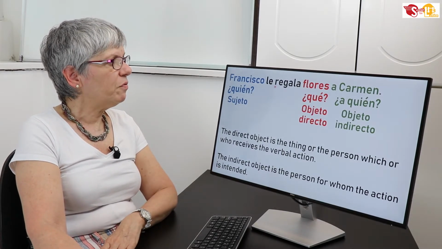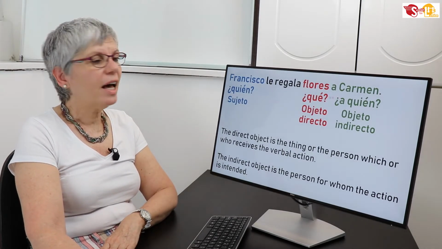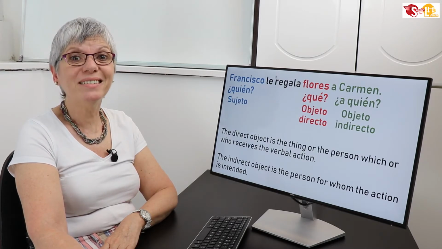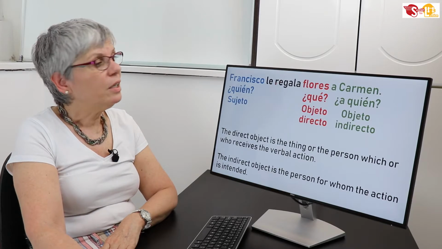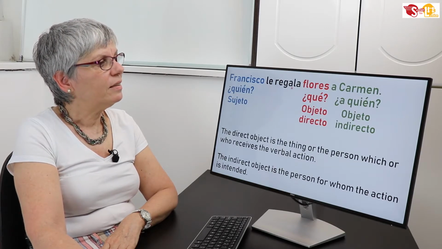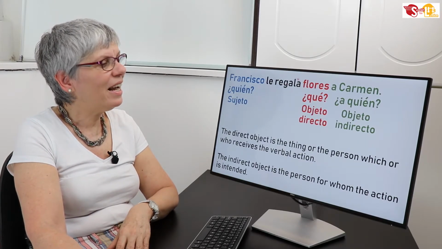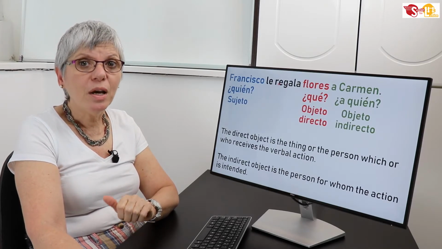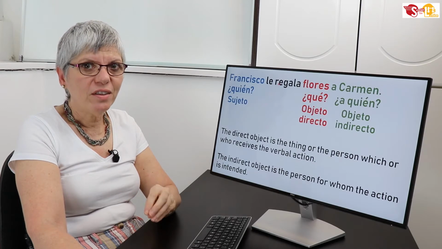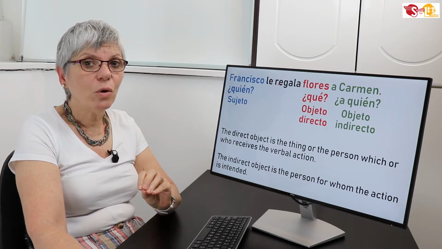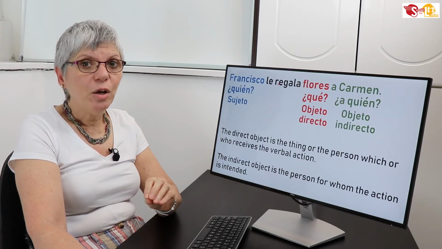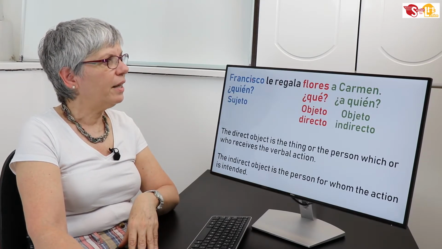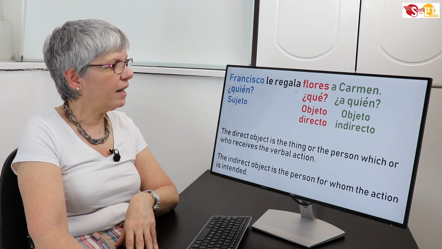In the sentence, Francisco le regala flores a Carmen, meaning Francisco gives flowers to Carmen as a present, because remember, to give something as a present, we say regalar, because we have two verbs in Spanish. To give, dar, we write D-A-R. This is only to give, dar. But to give as a present is regalar. Okay, Francisco le regala flores a Carmen.